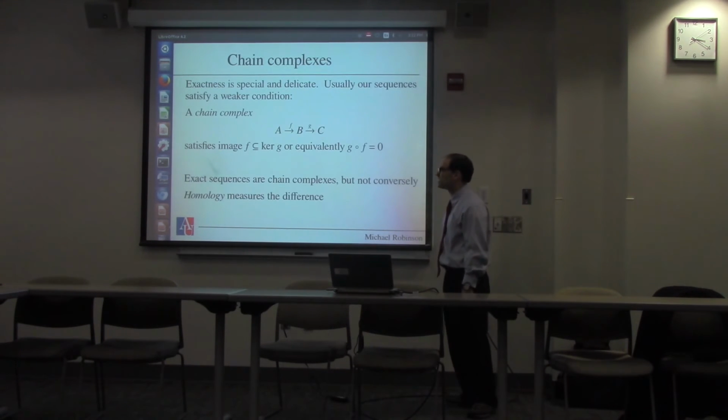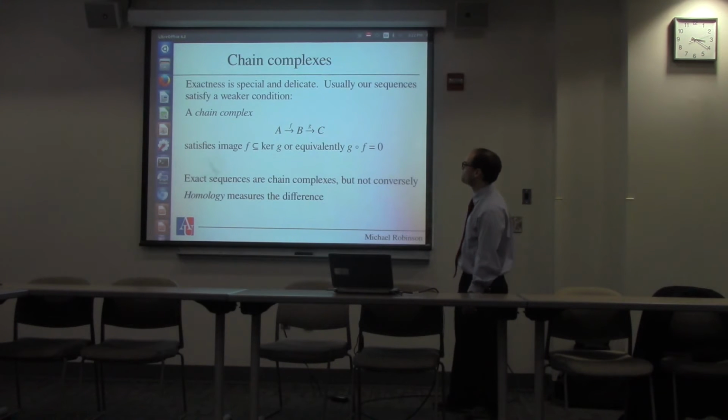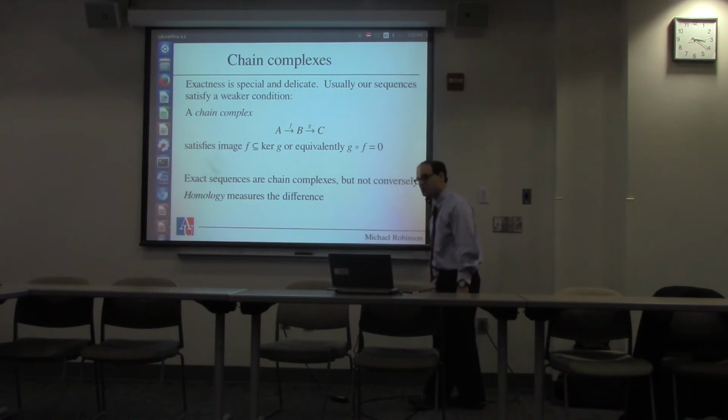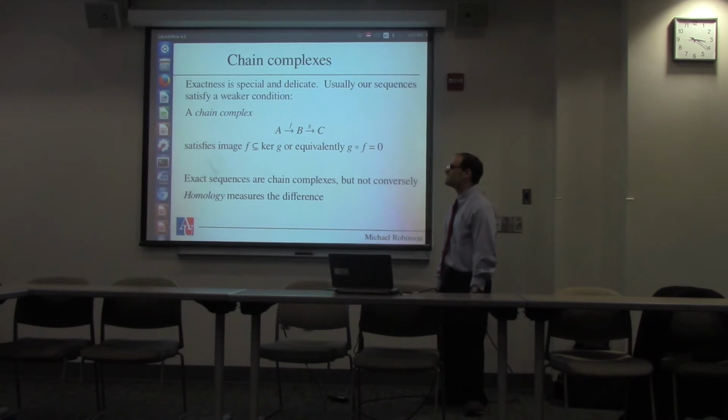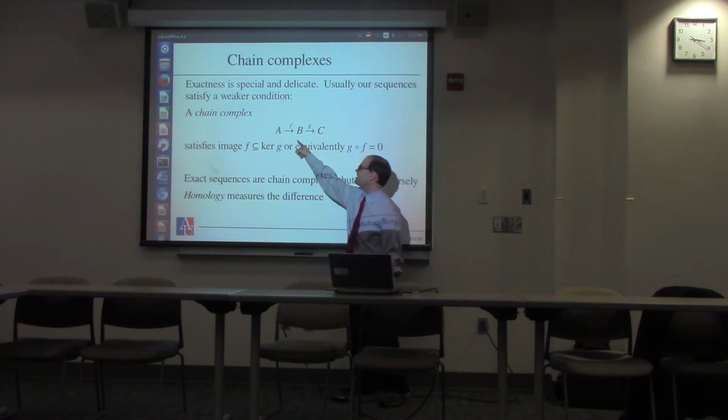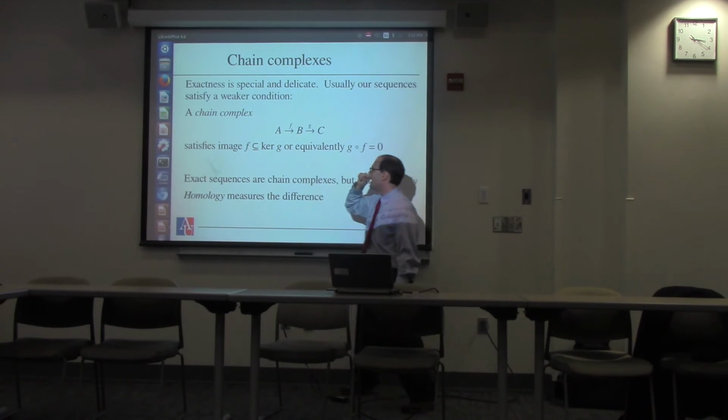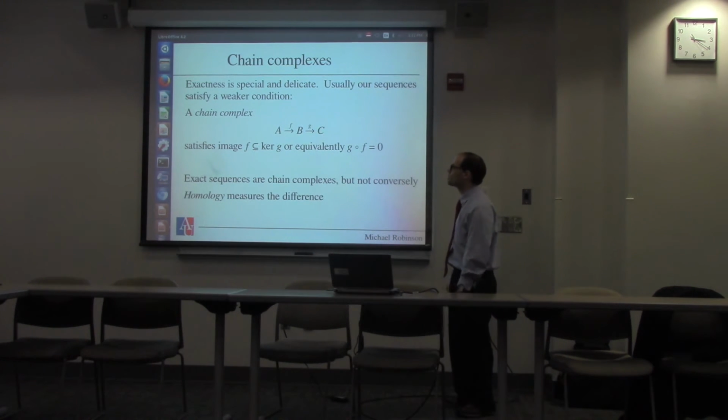Now, exactness is really, really special. Most sequences that you write down aren't exact, and most sequences that crop up in real life, so to speak, are not. What really tends to happen is that the kernel tends to subsume the image, but there tends to be a little left over. That's called a chain complex when that occurs.